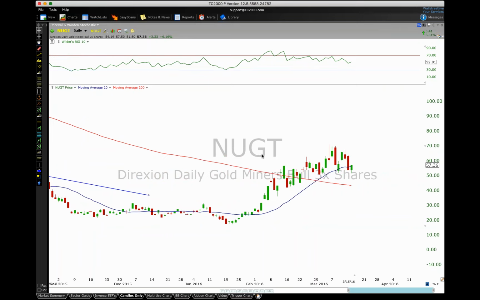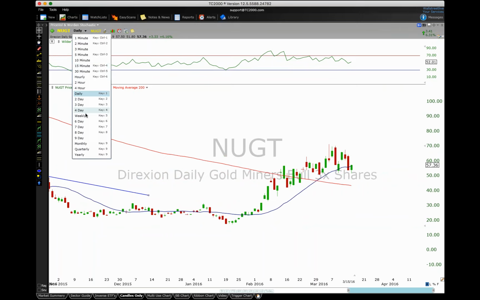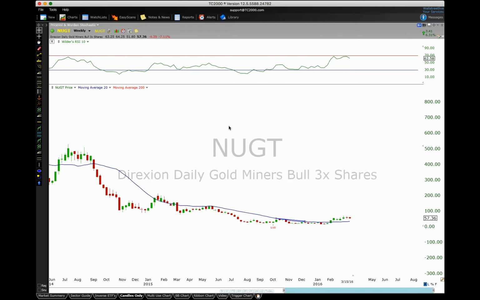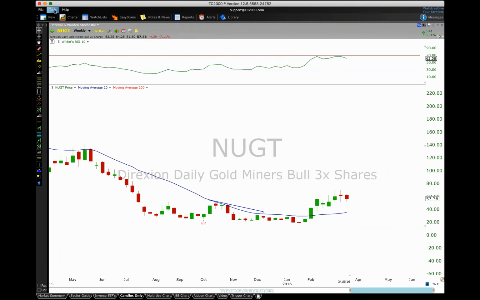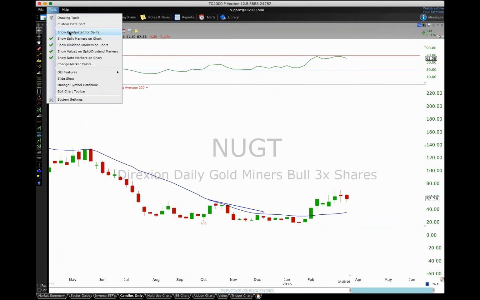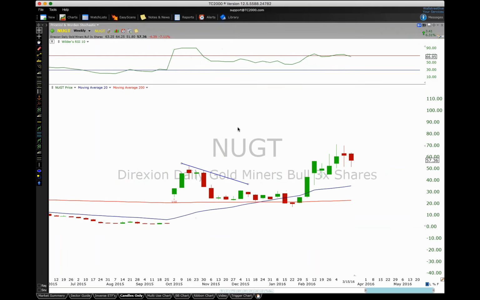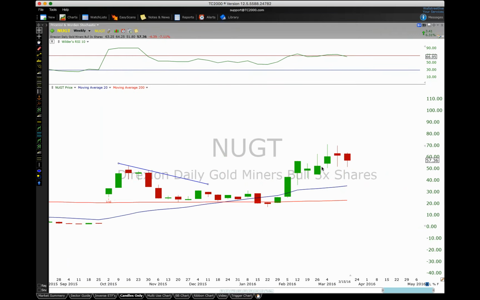Nuggets trying to get over the... This is a daily, trying to get back over the middle Bollinger Band. Had a nice little retreat weekly. We did the split. Hold on, let me make sure my split's in here. This is my 2-for-1 weekly. Goodbye, Nugget.